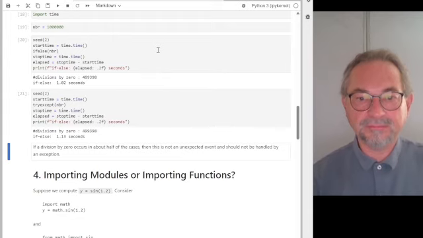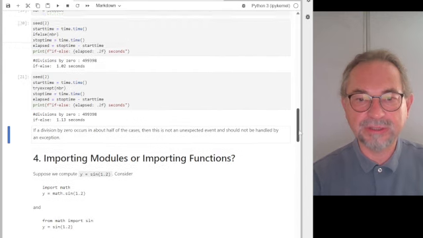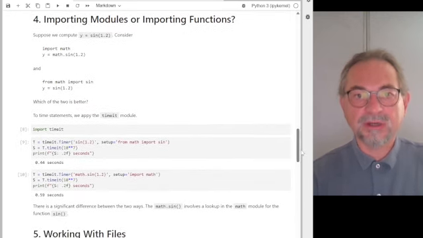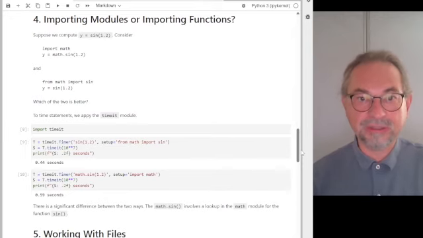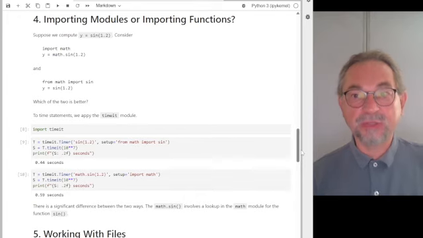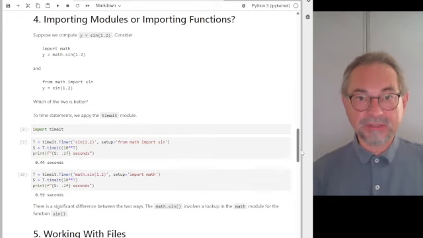Okay, what's next? So what I want to show is the import of modules. If you want to compute the sine of a number, we are applying a mathematical function. We can do this in two ways. We can import the math module and then call the sine function from that module.